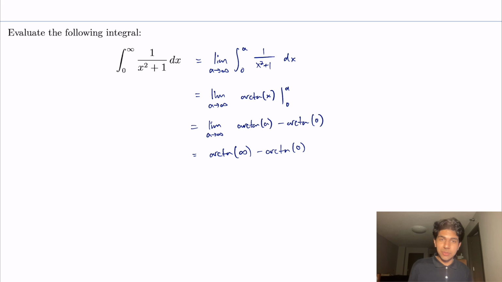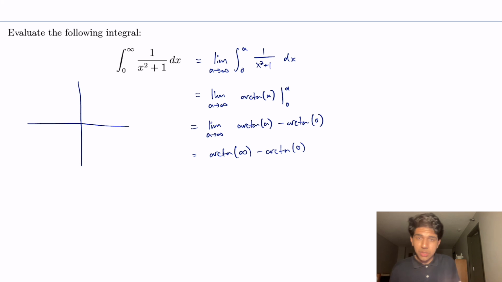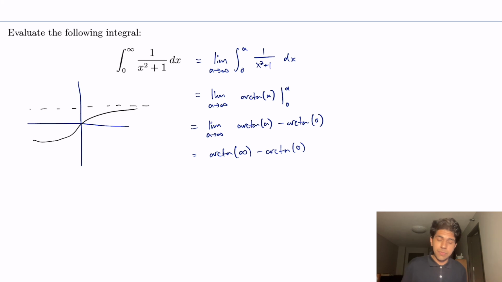Both of these have numeric values to them. Arctangent of infinity might be a little bit tough to remember. There's a couple ways of thinking about it. First, you can think about the graph, and remember that the graph of arctangent is sort of like a normal tangent graph, just rotated a bit, so it looks like this, and there's actually a horizontal tangent line here.